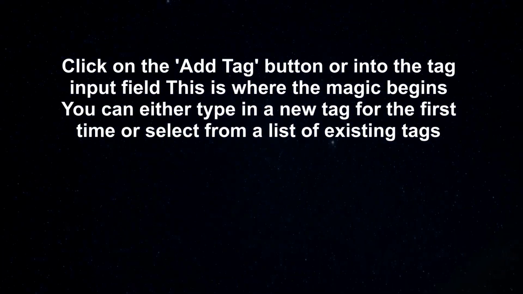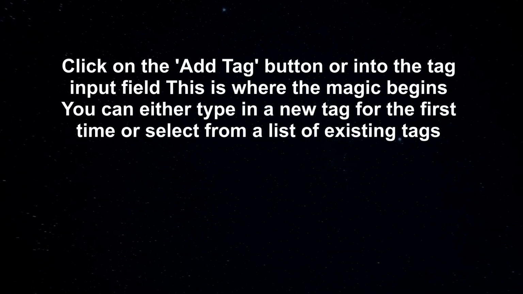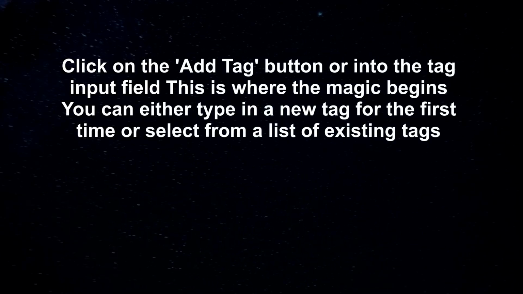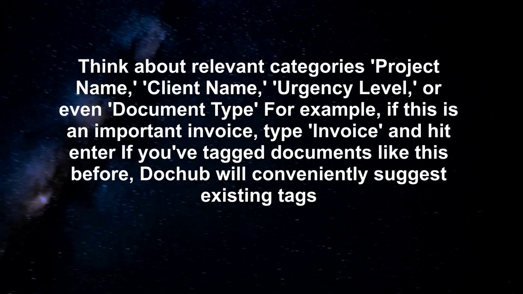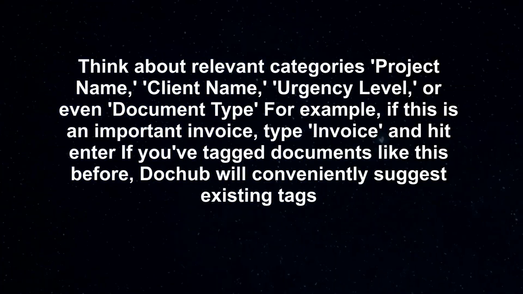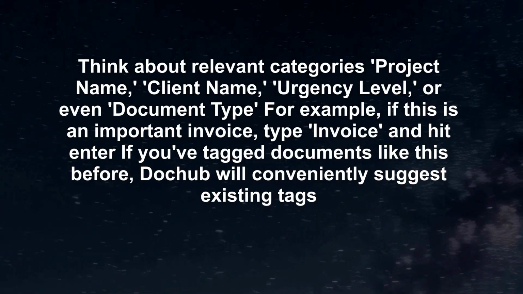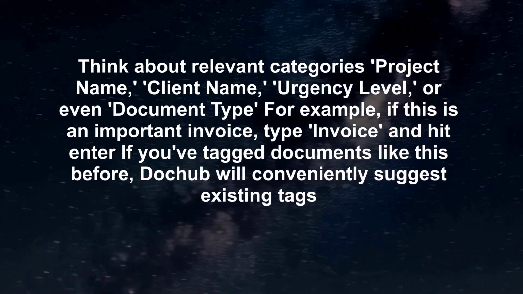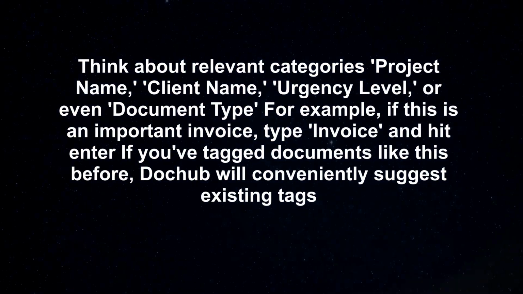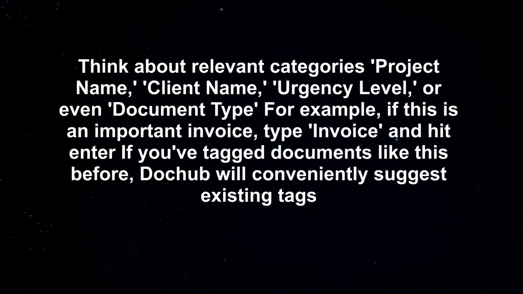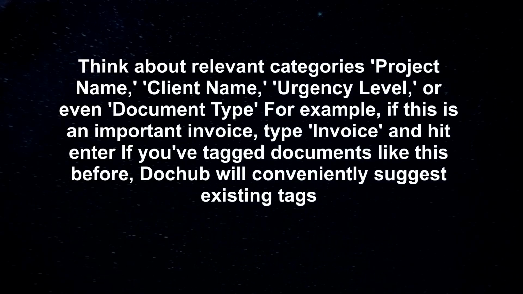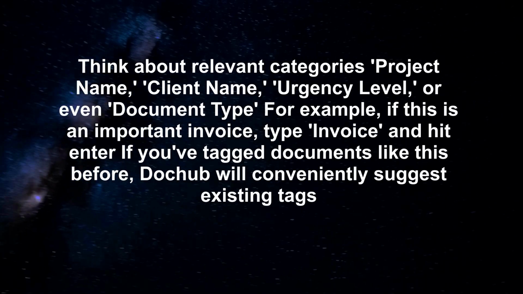You can either type in a new tag for the first time, or select from a list of existing tags. Think about relevant categories: project name, client name, urgency level, or even document type. For example, if this is an important invoice, type invoice and hit enter. If you've tagged documents like this before, Dochub will conveniently suggest existing tags.